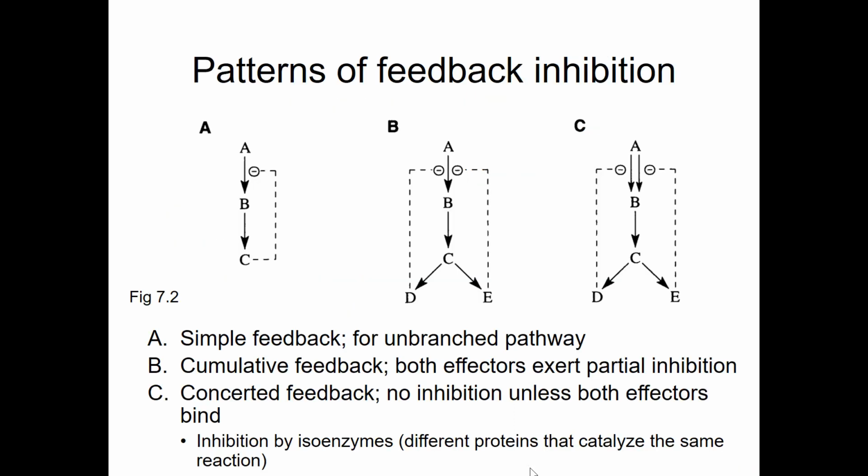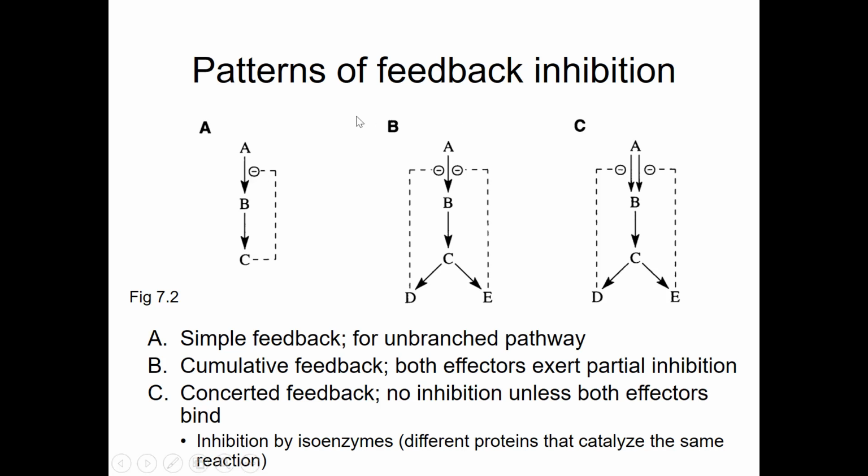So if we look a little bit deeper at patterns of feedback inhibition, we see here in this example from your book, 3 different patterns of feedback inhibition. In example A, you have simple feedback. So enzyme 1 converts A to B, enzyme 2 converts B to C. C can come back and inhibit enzyme 1.